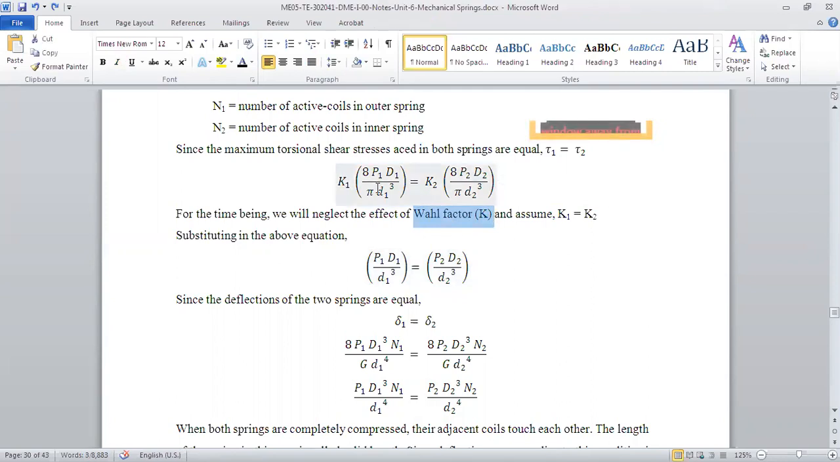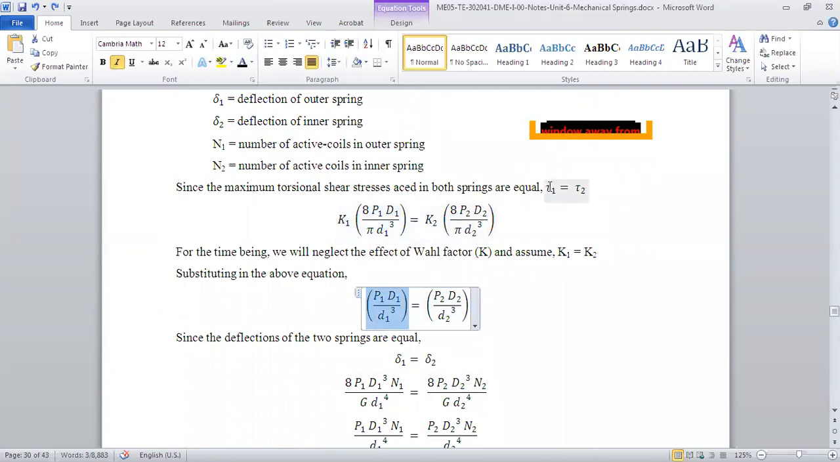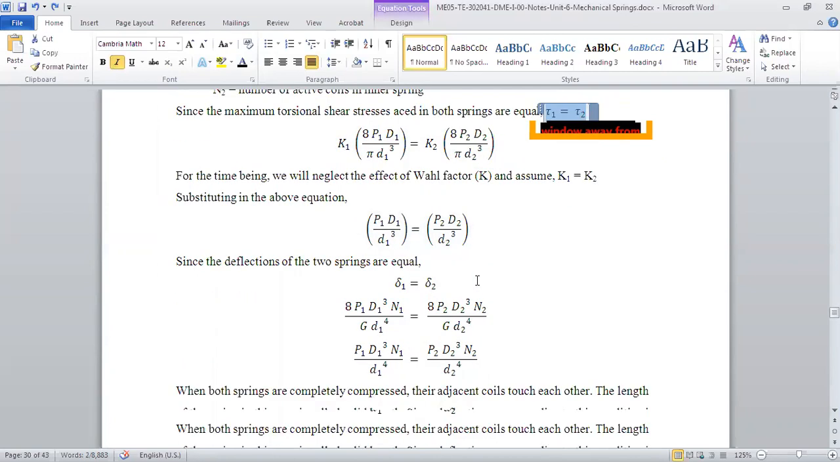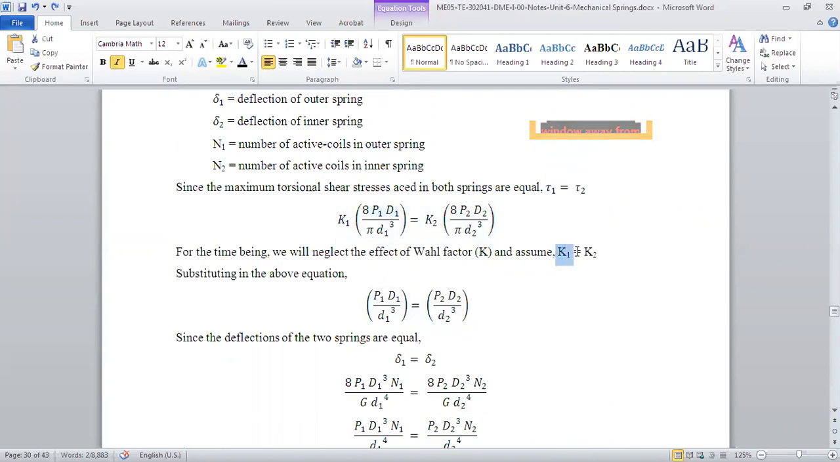So K1 is equal to K2, so K will cancel out. We'll have P1 D1 upon d1 cube is equal to P2 D2 upon d2 cube, right? So by comparison of the shear stress, which is the same for both springs, we get P1 D1 upon d1 cube is equal to P2 D2 upon d2 cube. This is by comparing the shear stress.